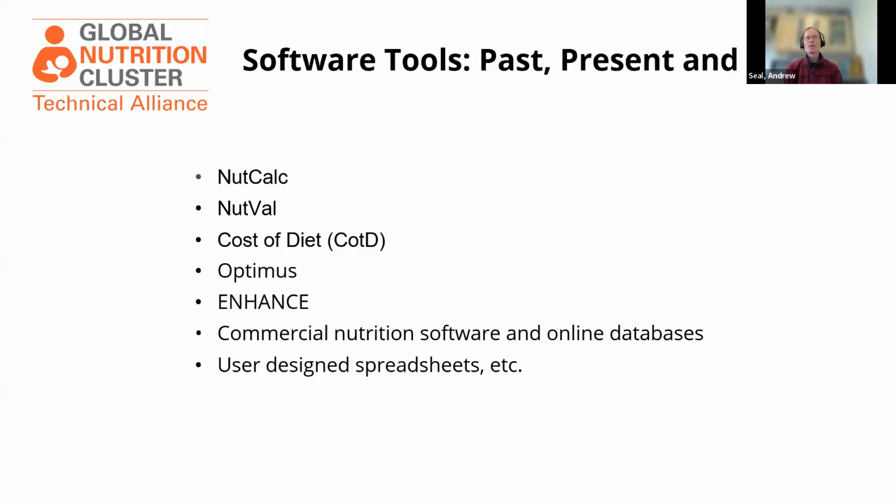So for example, Optimus and Enhance are being developed by WFP, more for in-house use. And there's also, of course, commercial nutrition software and online databases, which are probably used by practitioners at certain times. And then other agencies and individuals will also have designed their own spreadsheets for doing their own calculations as well. So there's a range of different software tools out there which can help us with the challenge of looking at the appropriate transfer value in a CVA nutrition program. Next, please.